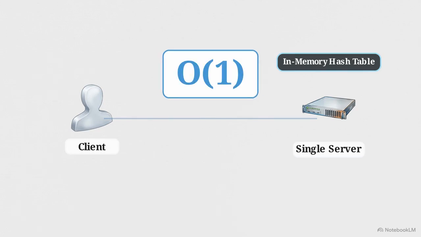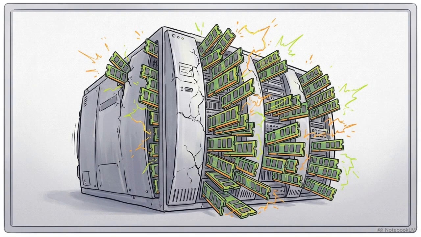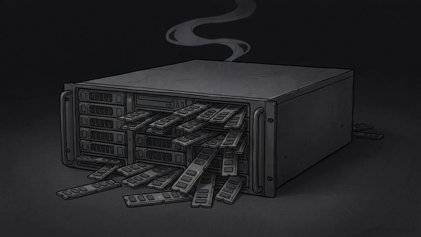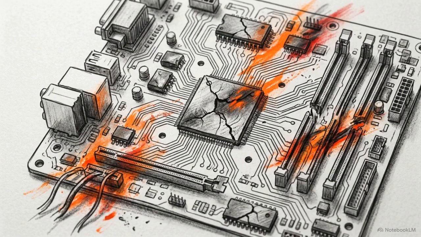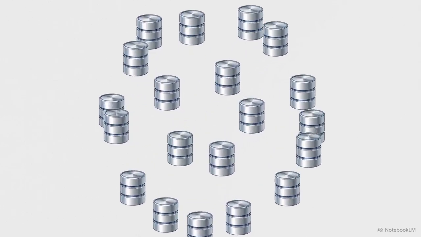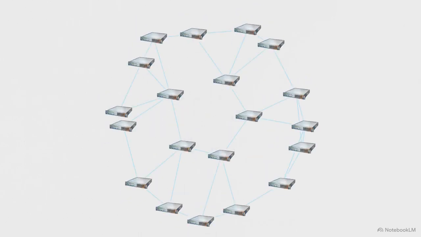A single server running an in-memory hash table gives us the mathematically fastest access possible, big O of 1. But a single machine cannot physically hold 4 terabytes of RAM, and if the power supply fails, every piece of user data vanishes instantly. To survive the capacity constraints and the certainty of hardware failure, we must distribute the state of the database across a network of multiple physical machines.